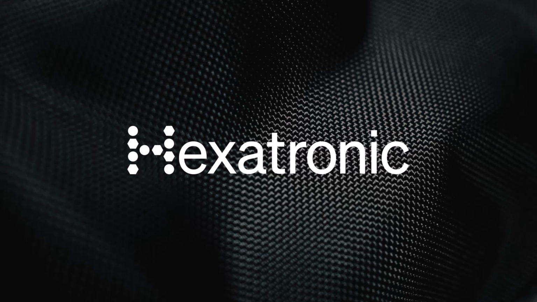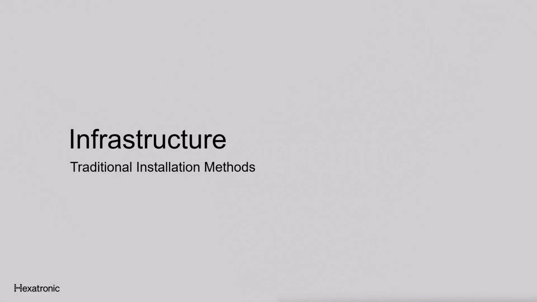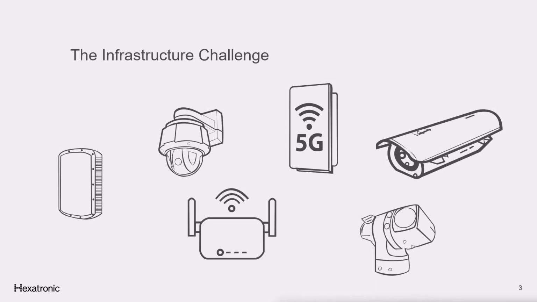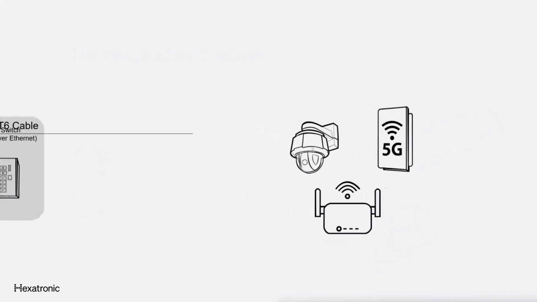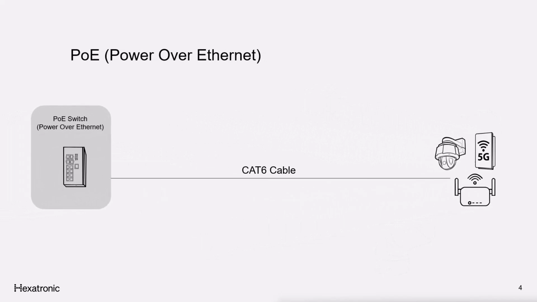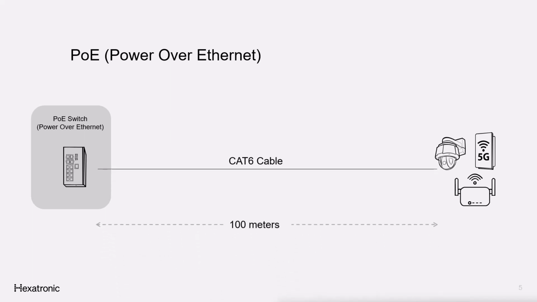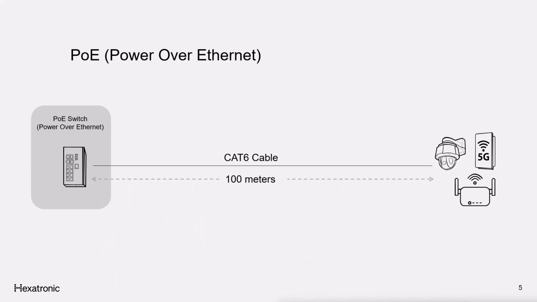Before we explore powered fiber, let us spend a minute showing how devices are installed traditionally. What is common with all types of devices, whether they are CCTV cameras, 5G microsites, public Wi-Fi access points, or any IoT device, is that they all need power and data infrastructure. By far the best way to connect devices is by using Cat6 cables and harnessing the power of PoE, or power over Ethernet. But unfortunately, it is limited to only 100 meters.